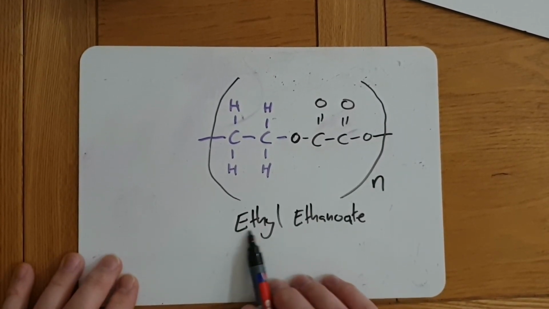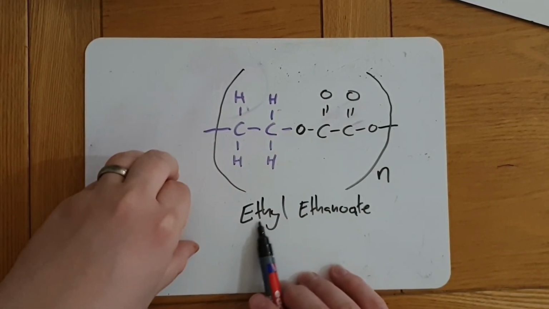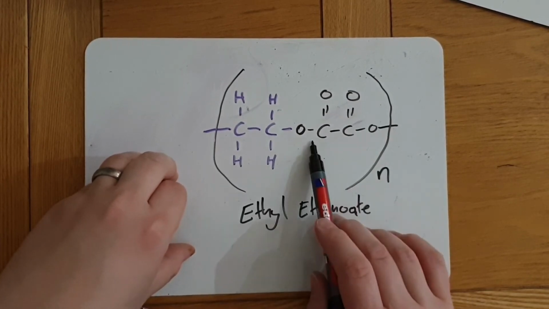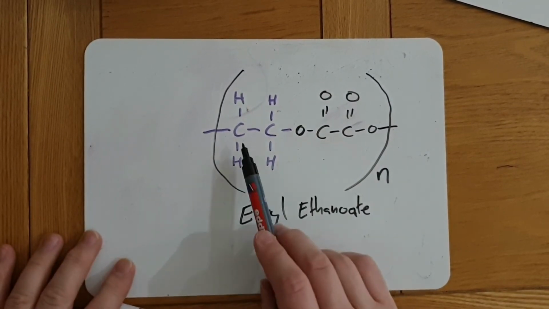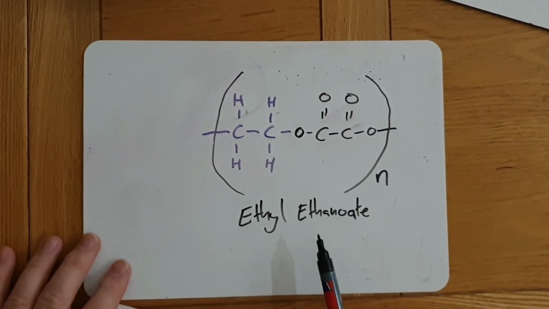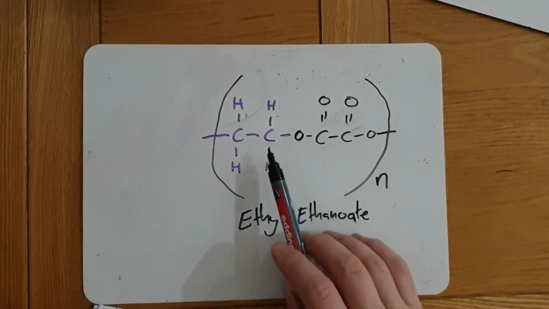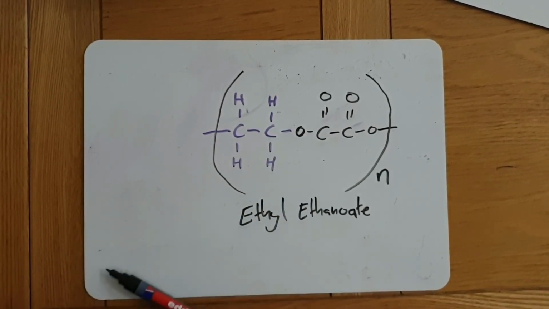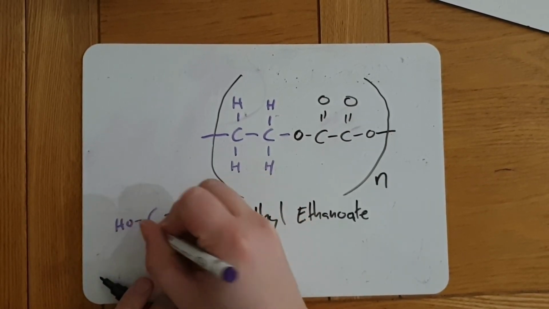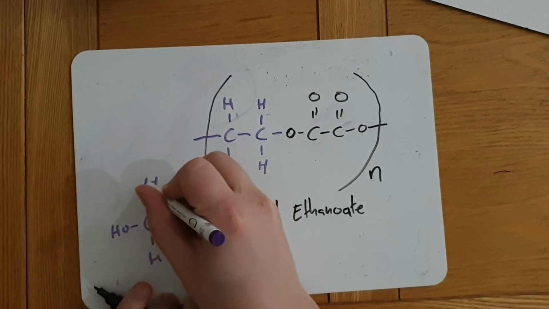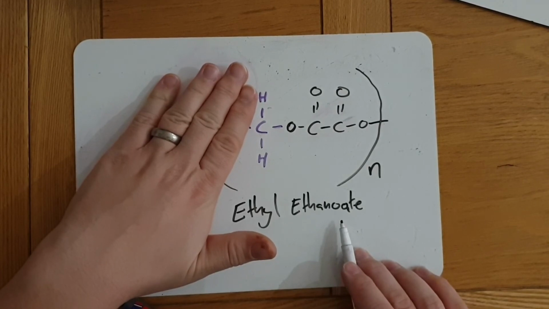Ethyl, because it was made from the diol, the purple bit was F, and then ethanoate because the carboxylic acid was F. It's not immediately clear because it's eth and eth in there. But if that was just a single carbon, so if it was C, OH, OH, then that wouldn't be there, and it would be called methyl ethanoate.